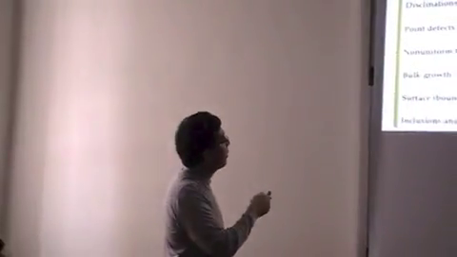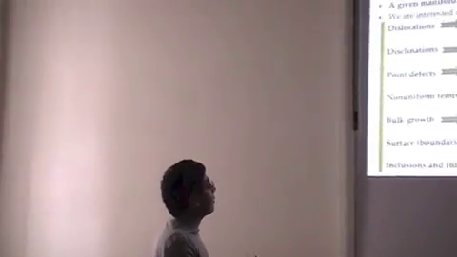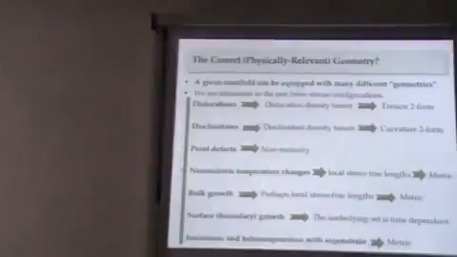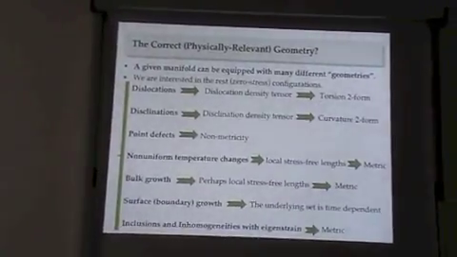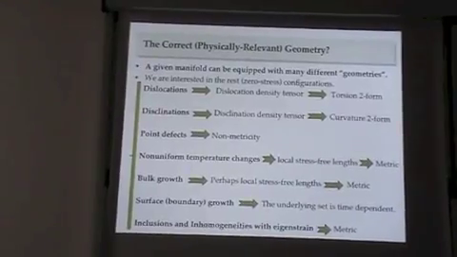So just some examples, and Marcelo already mentioned some of this. In the case of dislocations, the physical quantity is the dislocation density tensor, torsion, or Burgers vector somehow, which is the areal density, is the relevant quantity. For disclinations, curvature. For point defects, non-metricity. For temperature changes, you could write down the metric directly. Bulk growth, again metric. Surface growth, not very well understood, as we discussed yesterday with Marcelo. And inclusions and inhomogeneities, and this is what I'm going to explain next.